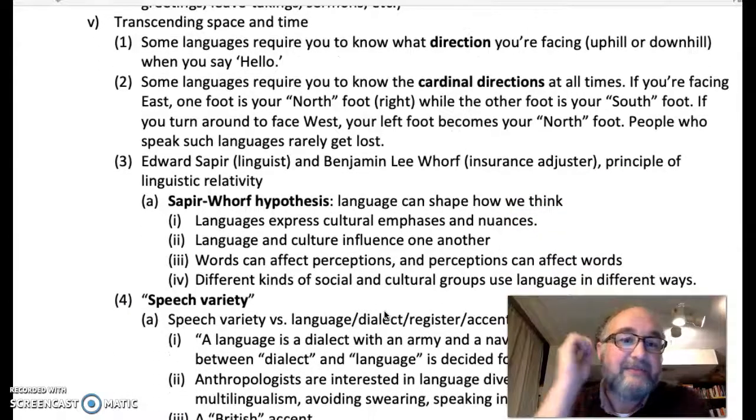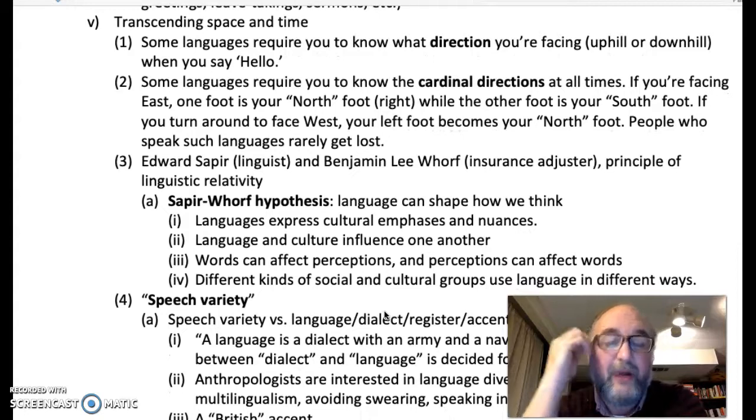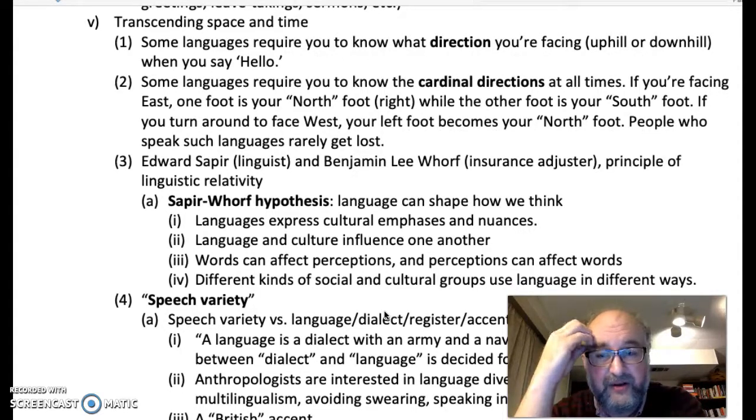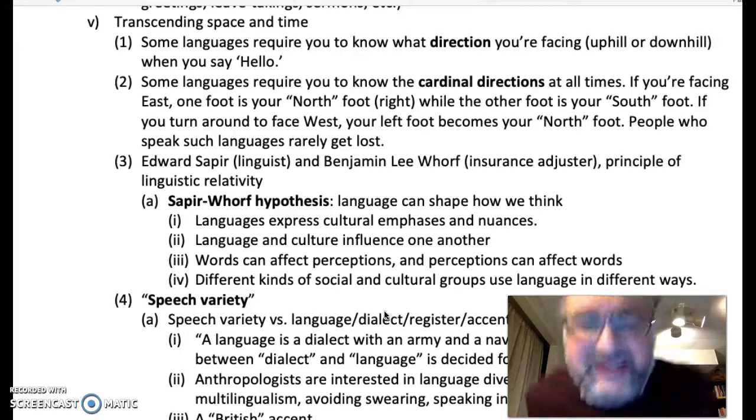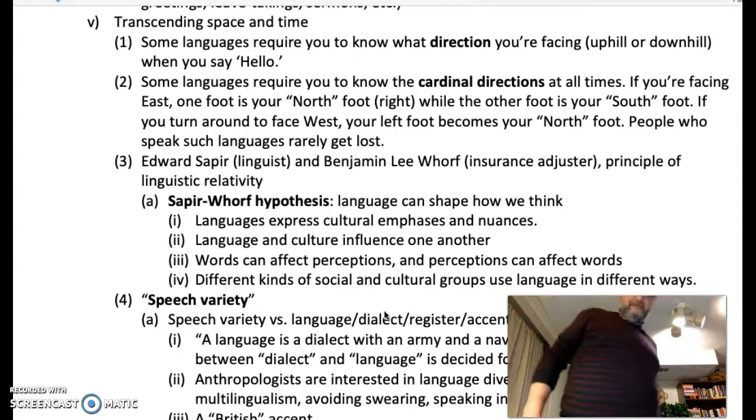Transcending space and time. Some languages require you to know what direction you're facing when you say hello, whether you're going uphill or downhill. Some languages require you to know the cardinal directions at all times. So if you're facing east, one foot is your north foot. Let's see, I am facing south right now.